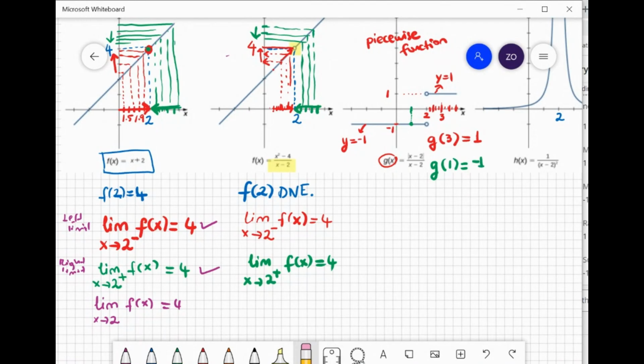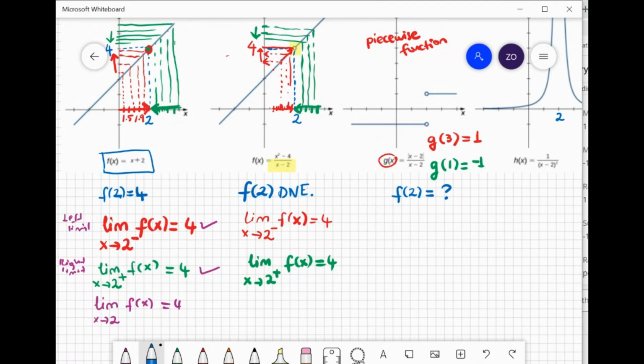Okay, so let me clean this part a little bit again. Now let's think about the limits. Okay, well, before that, what do you think of f of 2? What is f of 2? Is it defined?